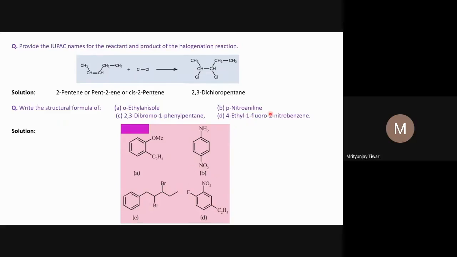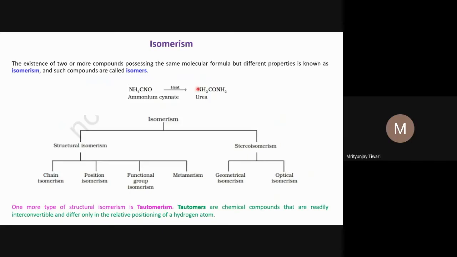I hope you understand these things, and enough examples are given for the IUPAC nomenclature. From the structure you can derive the IUPAC name, or from the name itself you can derive the structure. There are enough examples we have already seen. We'll now start isomerism. I'll just give a brief introduction, a few names. In detail we'll go in the next class.